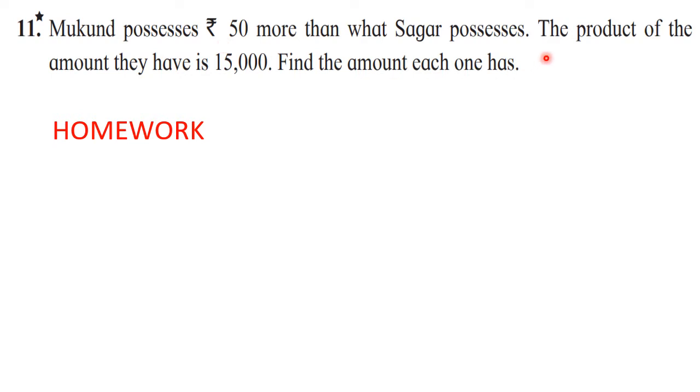Now you can read the condition. The product of the amount they have is 15,000. That means the multiplication of both the amounts, that is X and the amount with Mukund, X plus 50. So X inside the bracket X plus 50, the product is 15,000, and from that you can get the quadratic equation by opening the brackets, and then you have to write it in the standard form, and then you have to factorize it. So this is an easy question, so all of you will try to solve it as homework. Okay, let's go further.